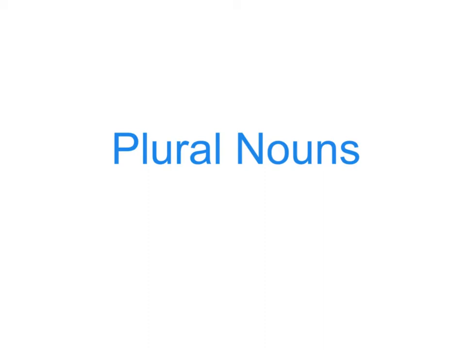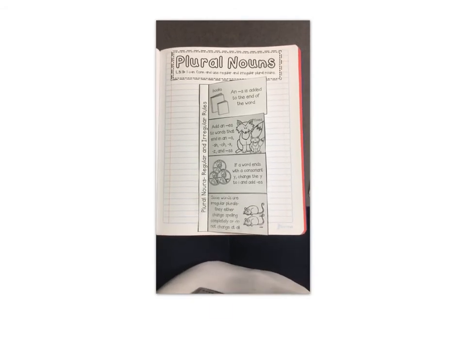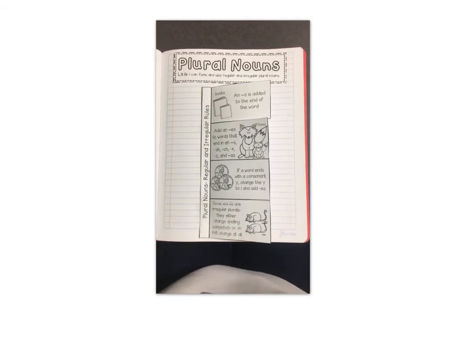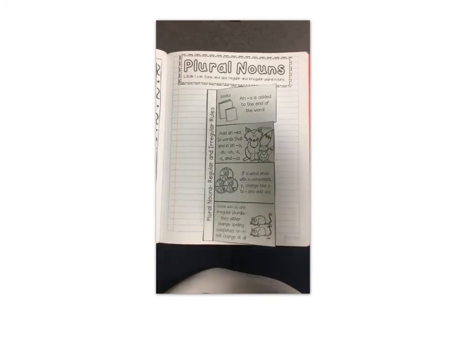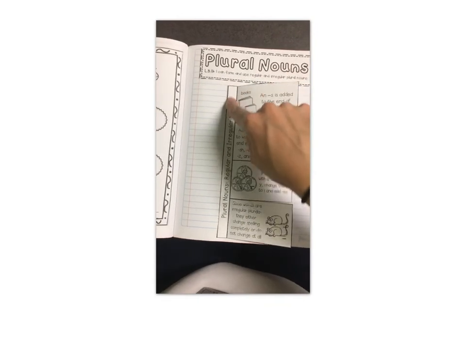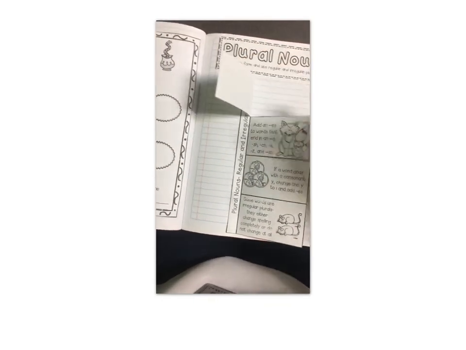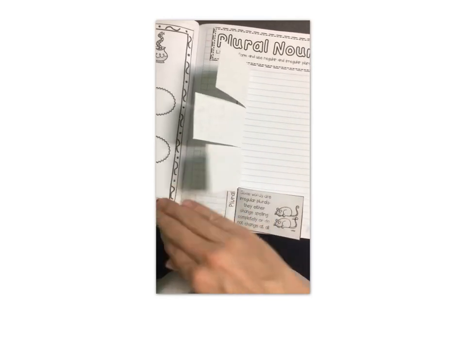Today we are going to be talking about plural nouns. This is what your notebook should look like after you have glued everything down. So you'll notice I glued down the plural nouns, and then I glued this along the side, so that way these tabs could be opened so I could write underneath them.